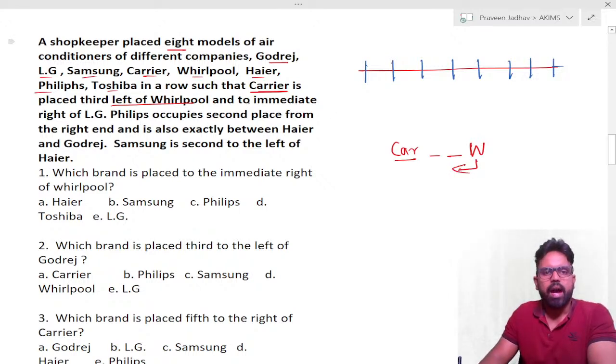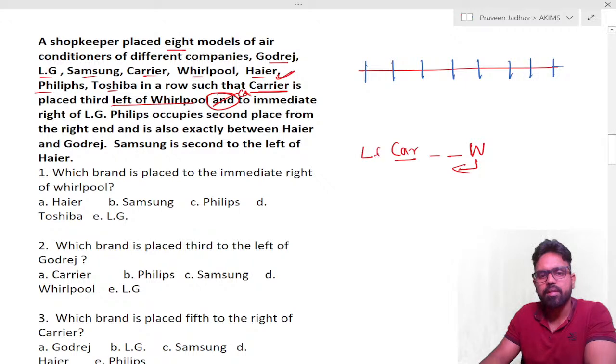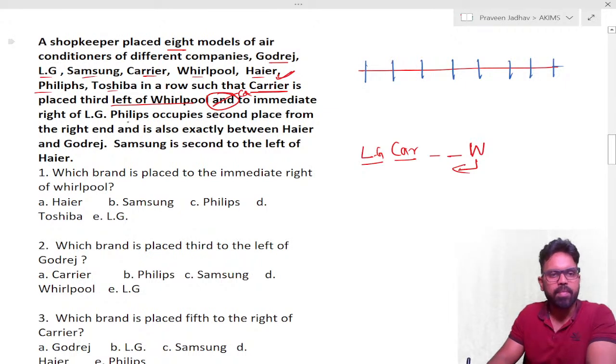Next, and to the immediate right of LG. This 'and' will always represent the first person. Who represents the second person? The 'and' represents the first person, meaning Carrier. Carrier is to the immediate right of LG. How many chairs occupied? One, two, three, four, five. Okay, done.